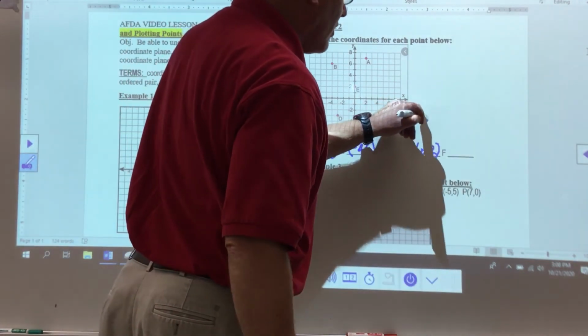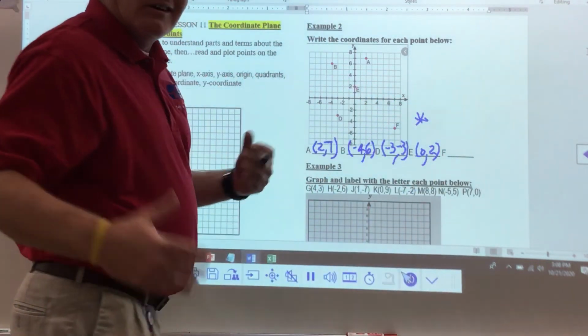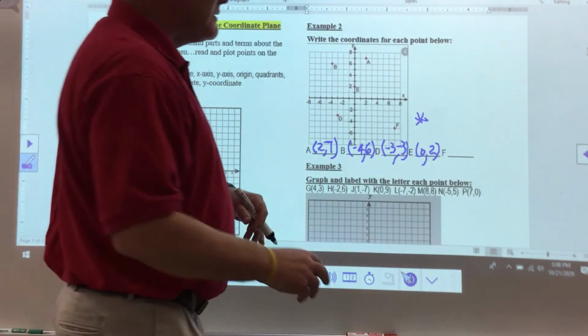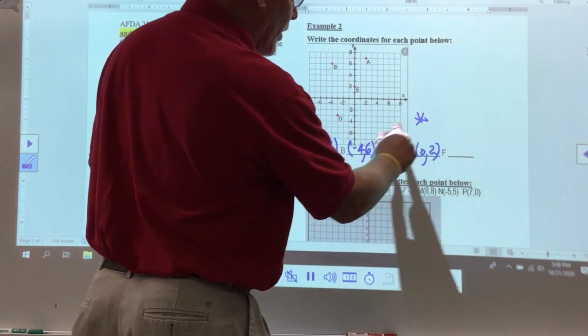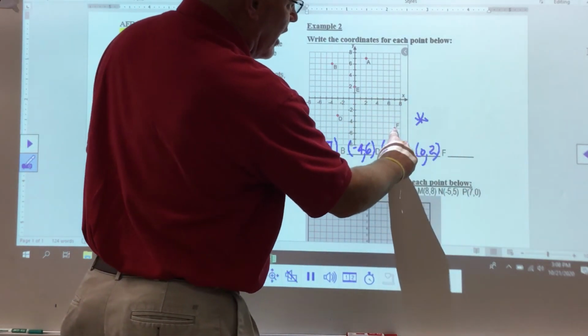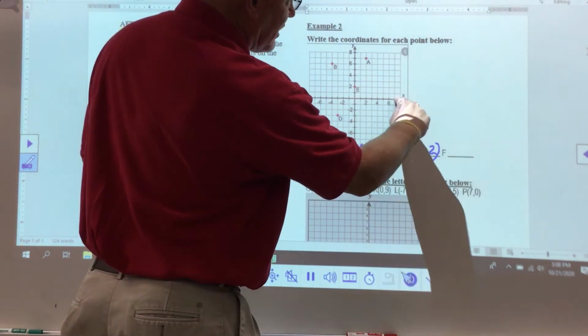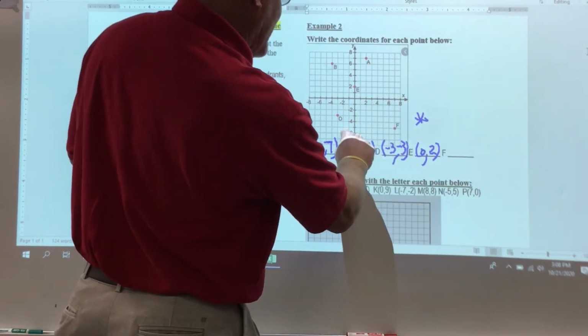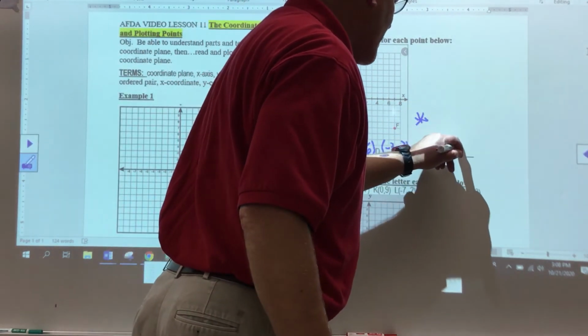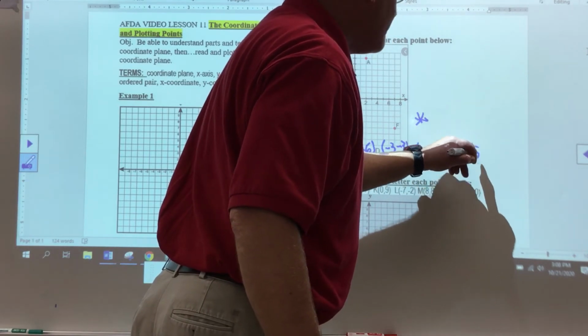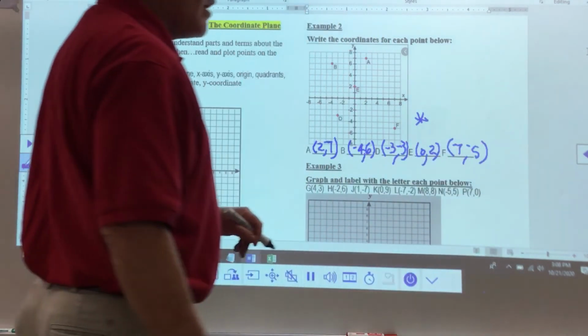Might want to star those because those are ones that are missed, the ones that are right on the x and y axes, if you will. And then point F is way over here in the 4th quadrant. It looks like we go to the right 7 and then down 5. So I'm going to call that 7, 5. Excuse me, -5. Almost left off a sign there.